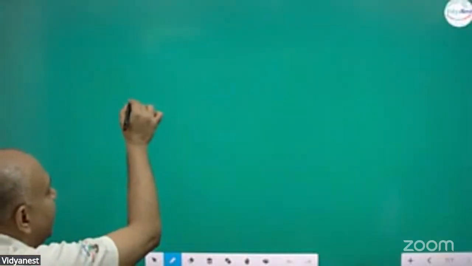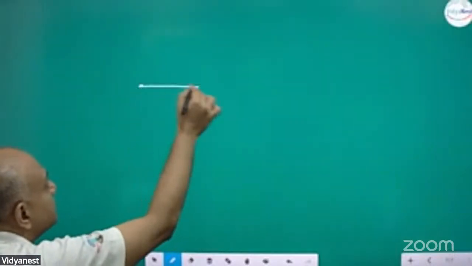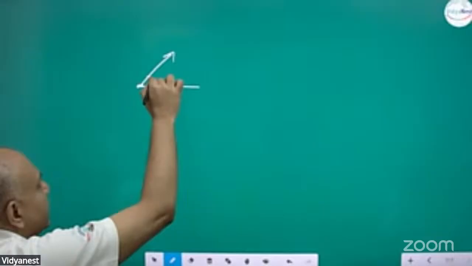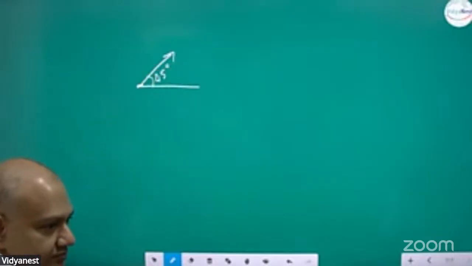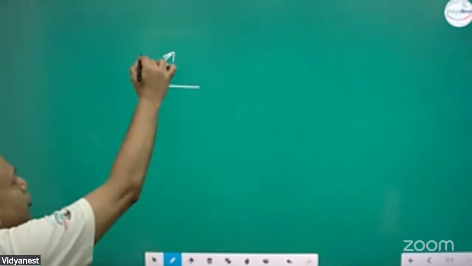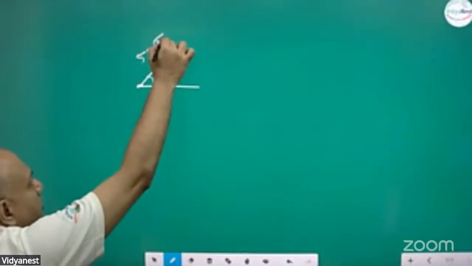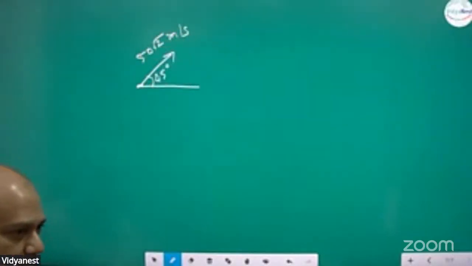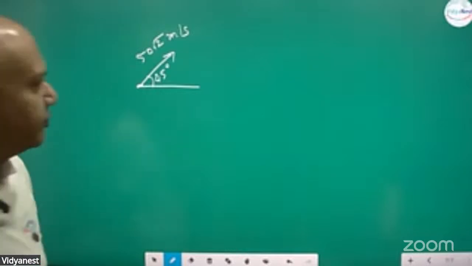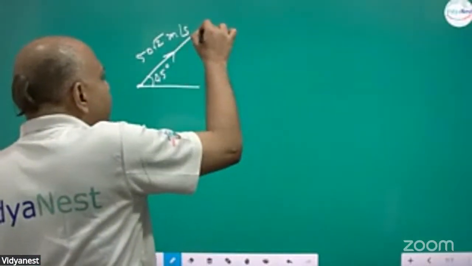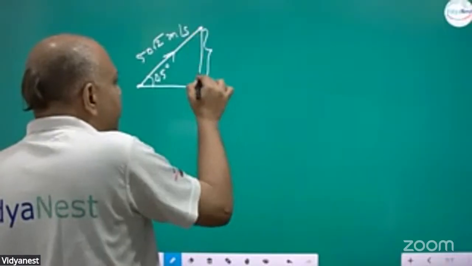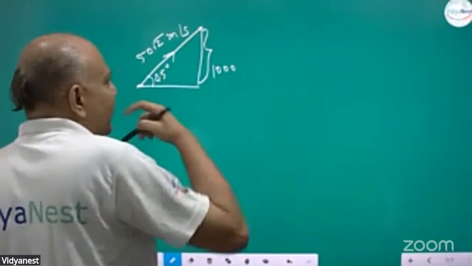एक फाइटर प्लेन है, it is moving upward, making angle 45 degree. ठीक. वेलोसिटी कितना है? 50 root 2 meter per second. Now, at a height 1000 meter from the ground, when the plane is vertically 1000 meter from the ground, it releases a bomb.